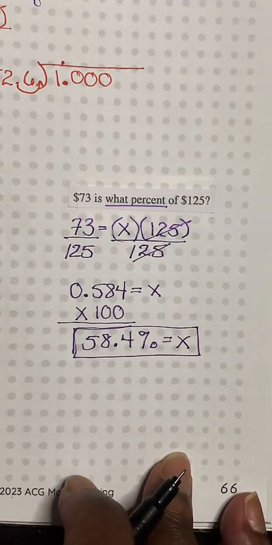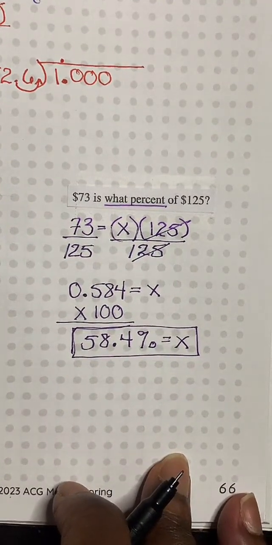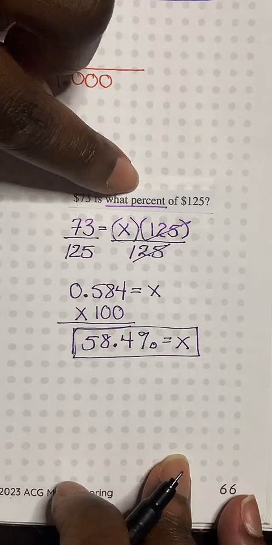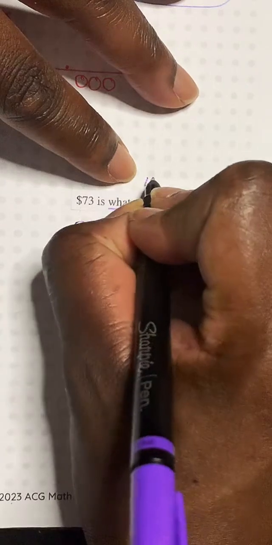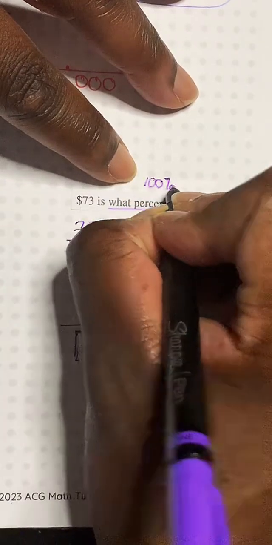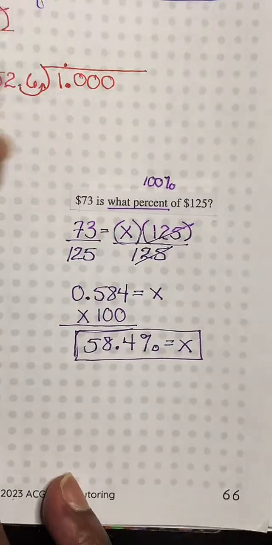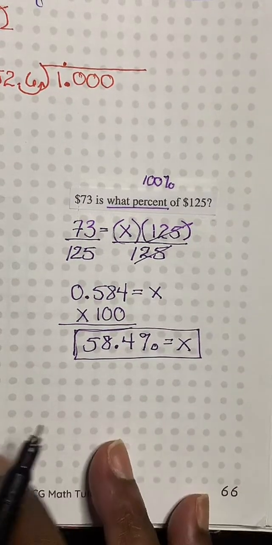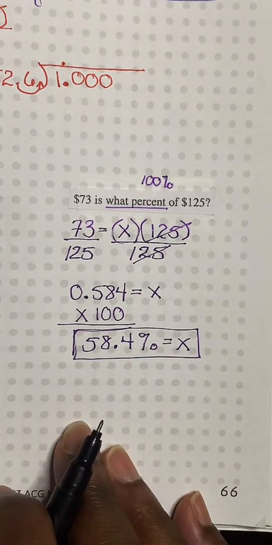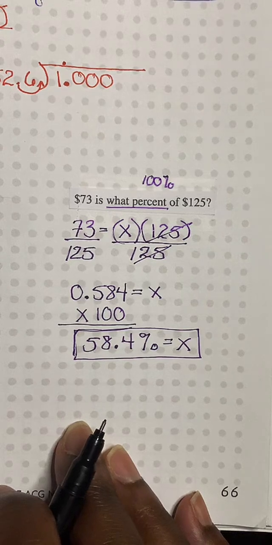Okay. How are we feeling? Why by 100? Because anytime we think of a percent, it's always out of 100%. How long have I been teaching math for? 22. You're welcome.